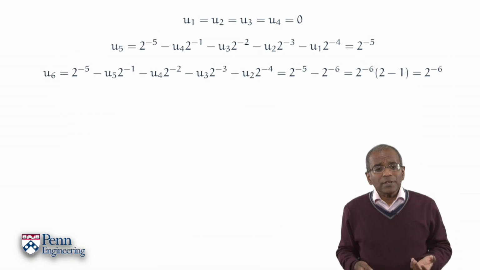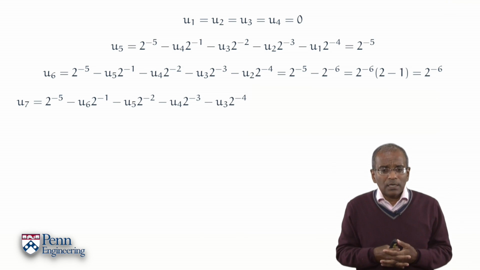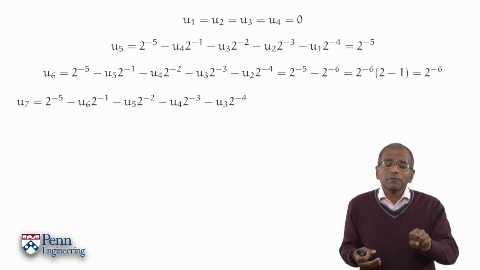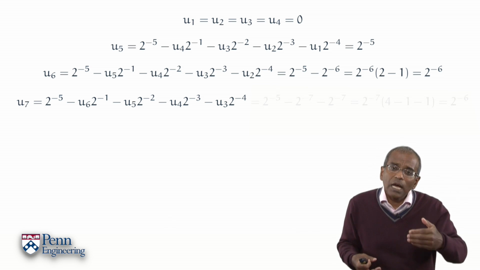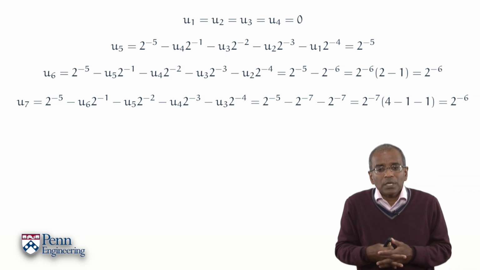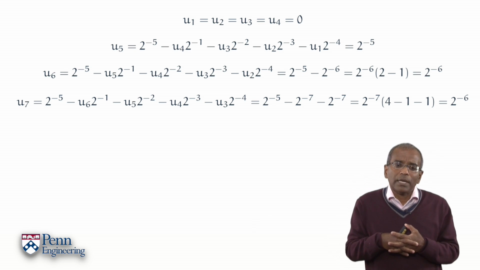What about u7? Just one more to fix ideas. Put an n equal to 7 in there, work your way through. The only terms that survive on the right are from u5 and u6, but we've already discovered these values in the previous step. And that's the essence of the recursive argument. Plug those in, and we find u7 is also 2 to the power minus 6.